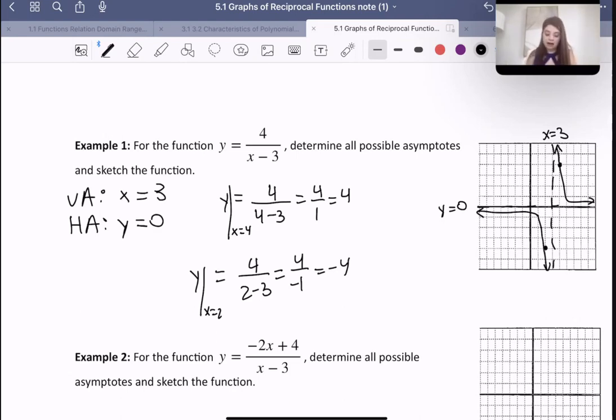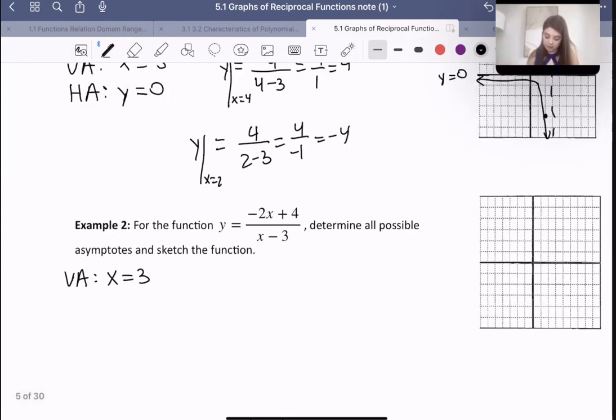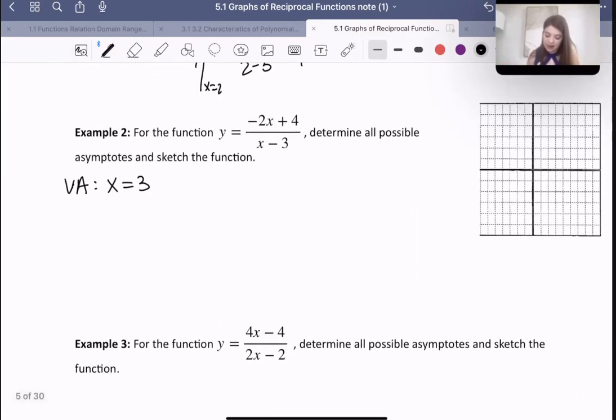All right, let's try the next one. It says for the function (negative 2x plus 4) over (x minus 3), determine all possible asymptotes and sketch the function. So let's start with vertical asymptotes. There is a vertical asymptote at x equals 3, similar to the last one. We have the same denominator here, and we still can't cancel this denominator with anything in our numerator, even if we were to factor it. We can't do that.